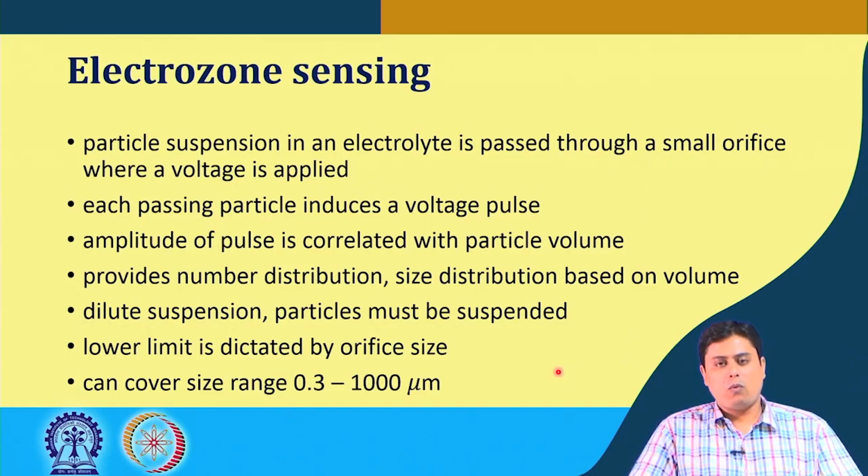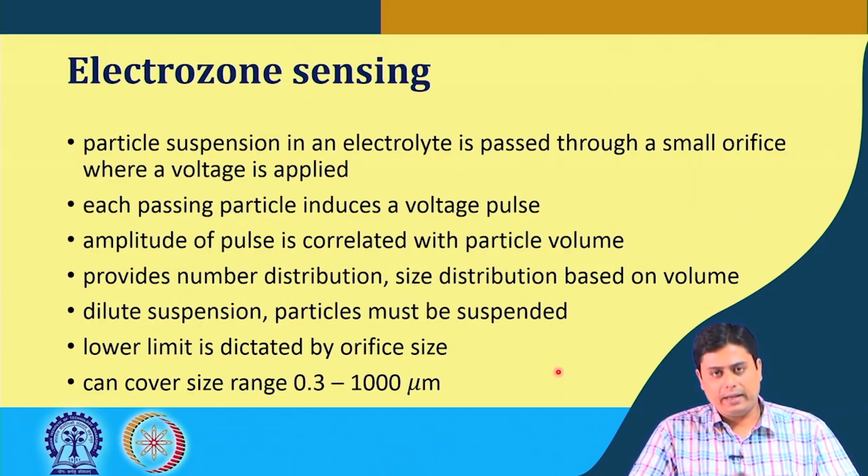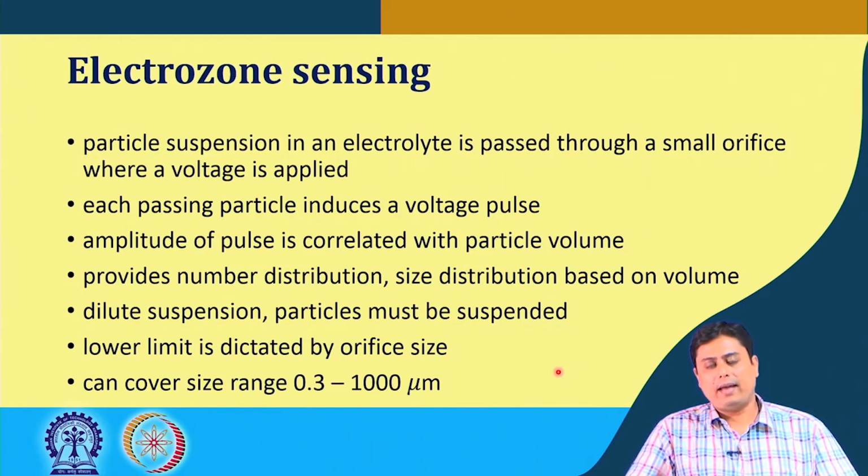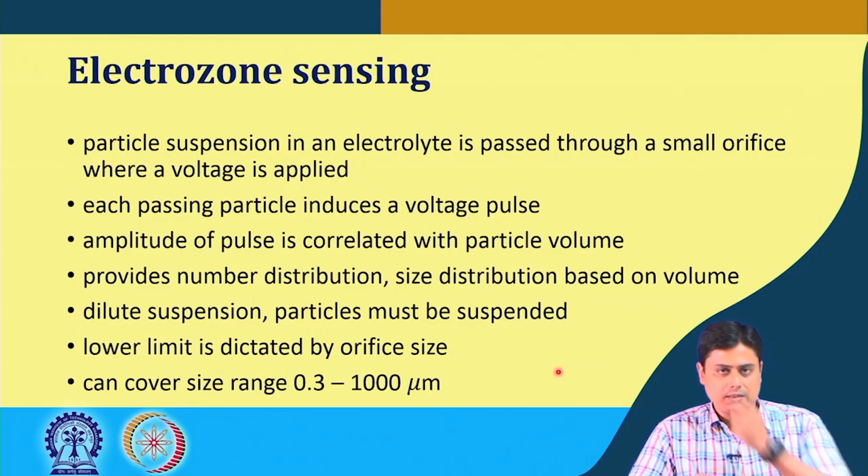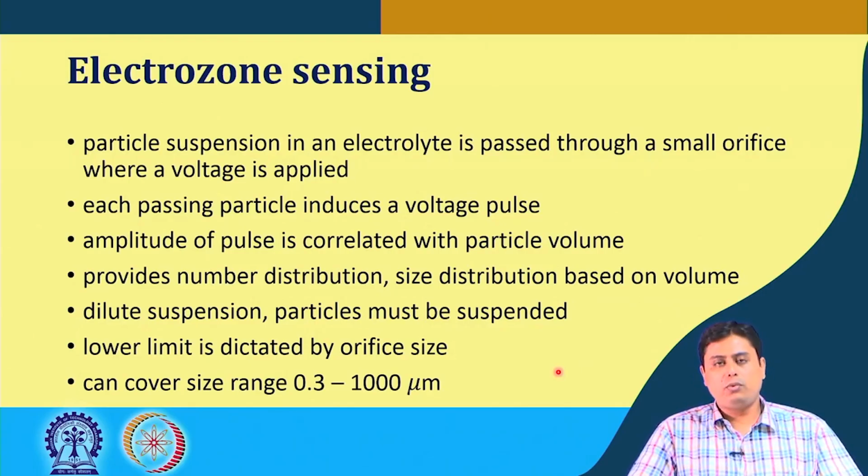By doing this, when multiple particles are passing at different times, you get several voltage pulses that you collect, and then you process that signal by some algorithm, and you get its size distribution and the number distribution. Number distribution you can explicitly get by counting the number of pulses, and the size distribution based on volume you can achieve also by this method.